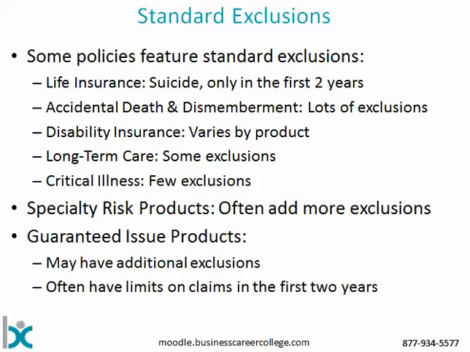When we get into specialty risk products, so if you have somebody who's hard to insure and you have to deal with a specialty risk insurer, in order to keep those products affordable, they often will add exclusions. And very similar to that, guaranteed issue products, because they do so little underwriting, will also add some exclusions. So they might have exclusions around any loss in the first 2 years, for example. So that covers the standard set of exclusions you would find on a contract.